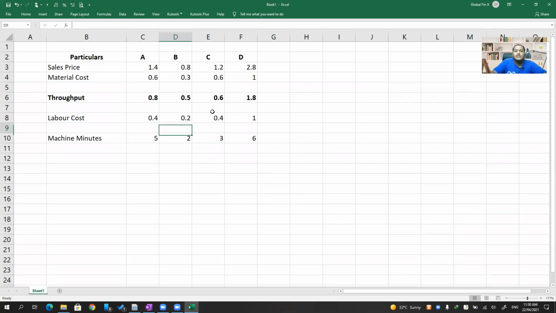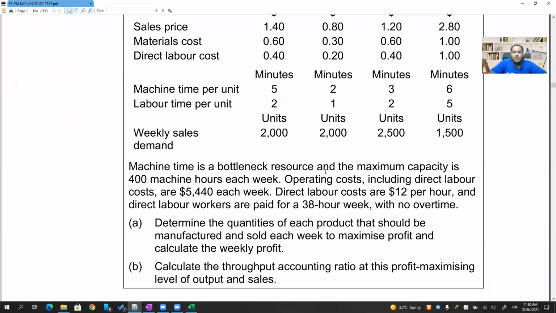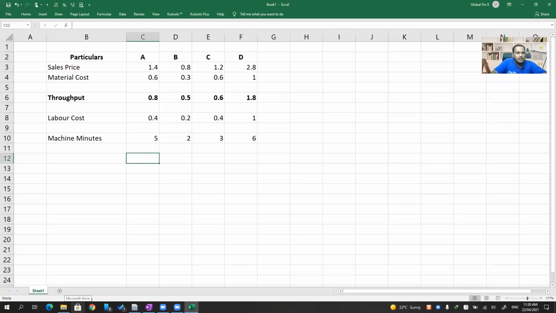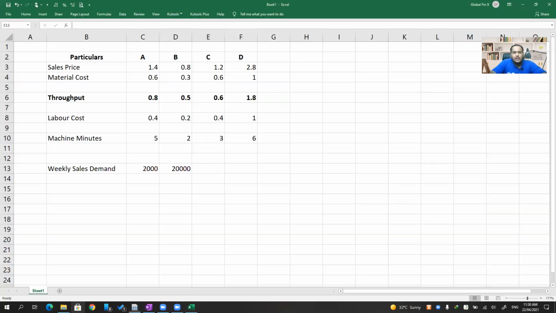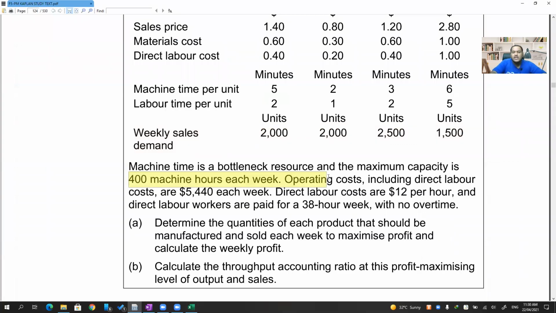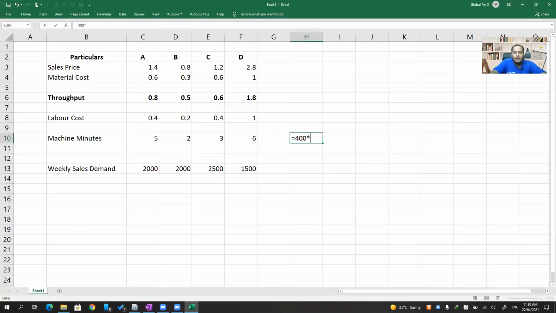See, if I go with this calculation, you told me, sir, first we will produce D. So if I do that, look at the sales demand every week. Weekly sales demand is for A 2000, for B 2000, for C 2500, and for D 1500. Sir, what is the maximum number of mission hours available? 400 mission hours are available each week. That is 400 into 60. That means we have 24,000 minutes.